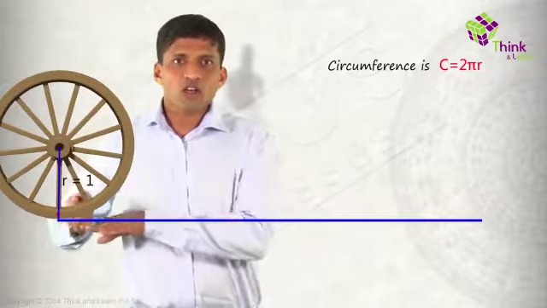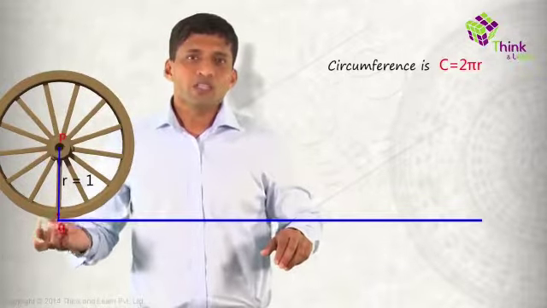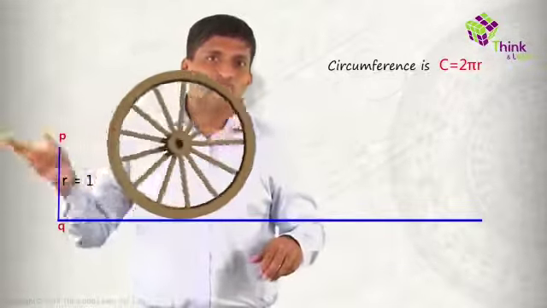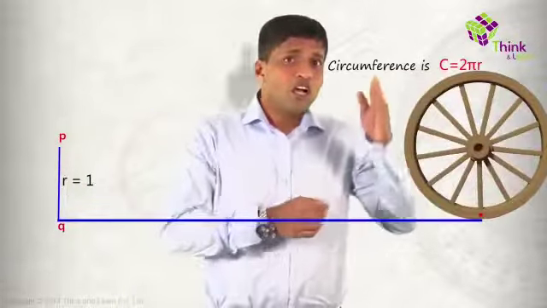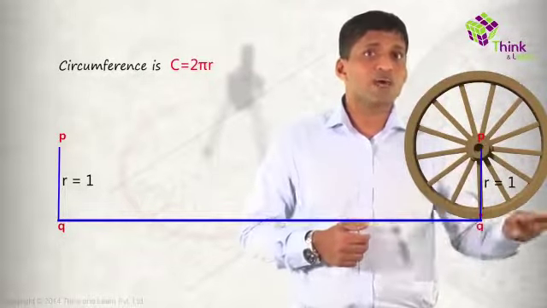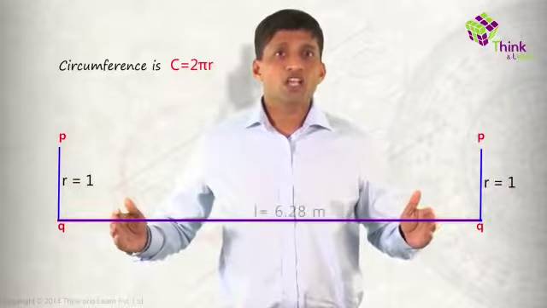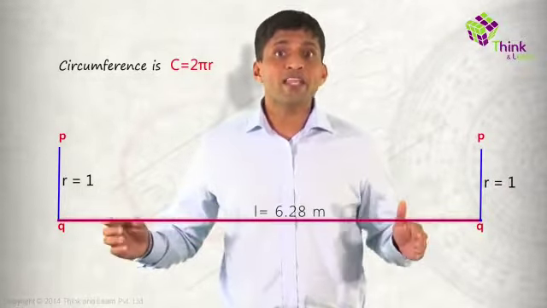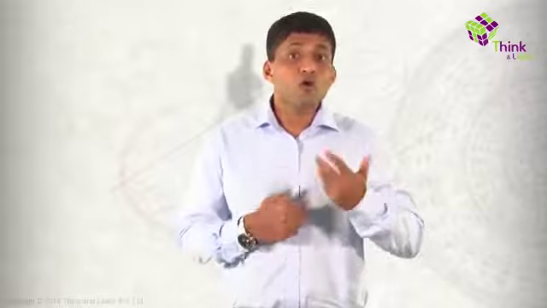This radius, if it's perpendicular to the ground, let me name this as PQ. Just push the wheel. So the wheel will rotate. By the time it completes one rotation, where PQ is at the same position again, that is at 90 degrees with the ground, if you measure this particular distance, it will be 6.28 into 1. That's why it will be 6.28 meters. So that's how we can visualize the circumference.